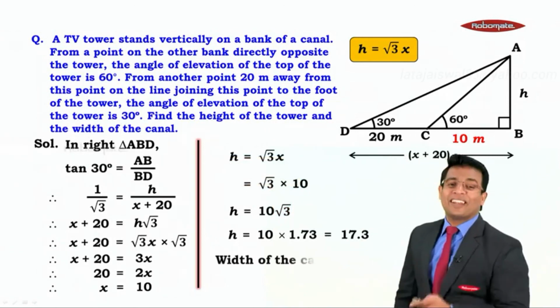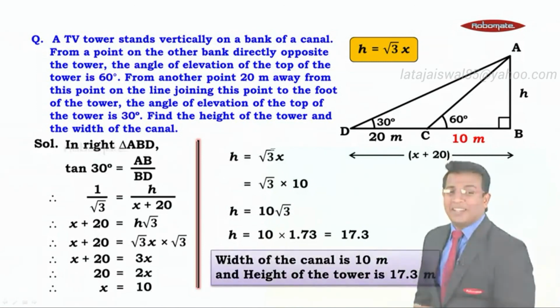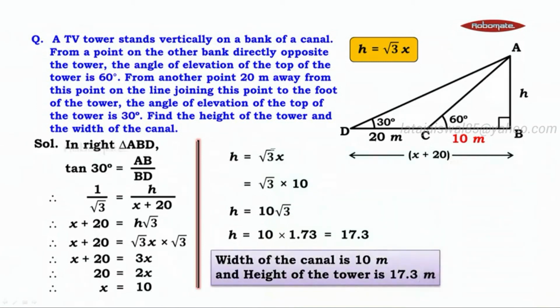So now we can write the final answer. Therefore, the width of the canal is 10 meter and the height of the tower is 17.3 meter. A very, very beautiful sum, but a very important one.